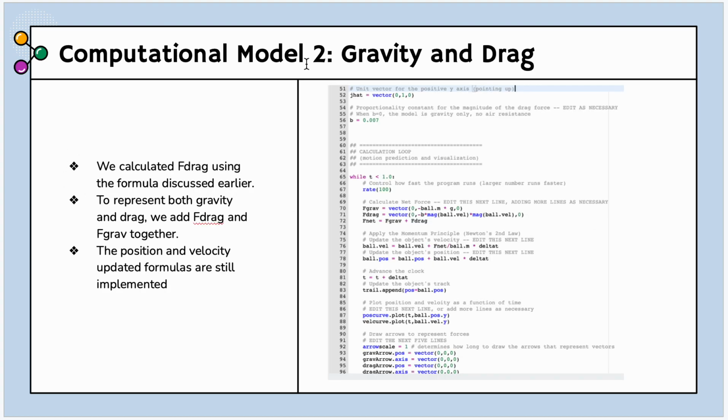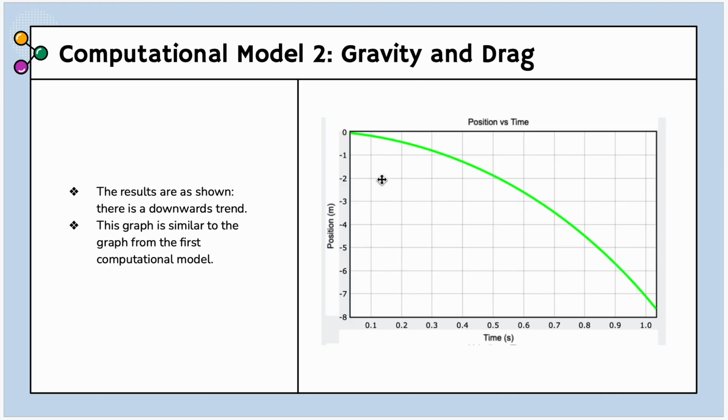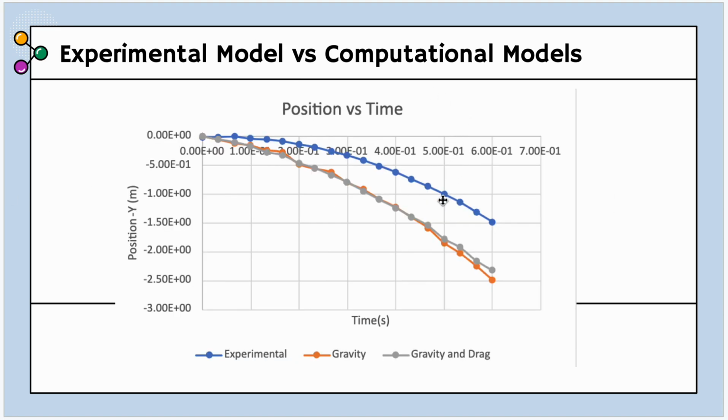And this is our second computational model, which is gravity and drag. We already had the code for gravity in the previous computational model, and then we had to add in the F drag, which uses the formula I talked about earlier, and then Fnet is those two added together, and b was 0.007. We're still using the velocity and position update formulas. And this is the result of that. It's very similar to the gravity computational model graph. And here's everything together.